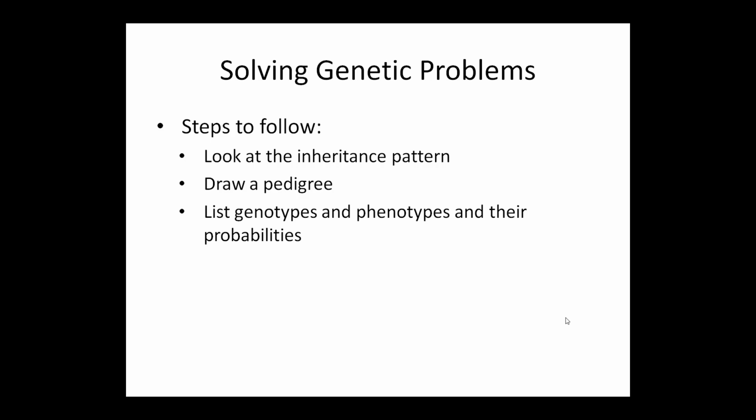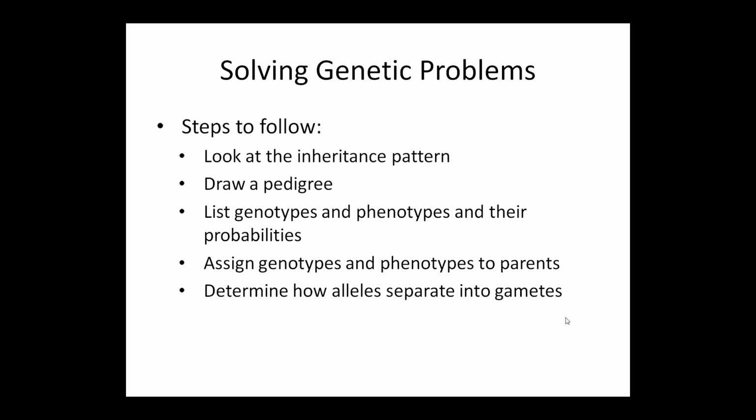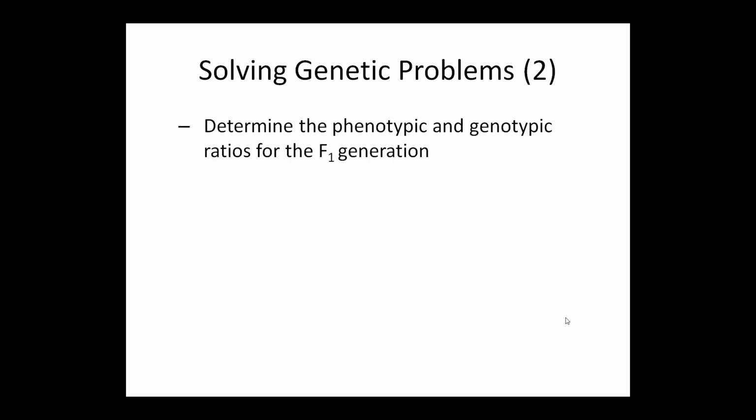So how do we solve genetic problems with X-linked traits? These are some steps to follow. Look at the inheritance pattern, draw a pedigree, list genotypes and phenotypes and their probabilities, assign genotypes and phenotypes to parents, determine how alleles separate into gametes using a Punnett square, unite the gametes in a Punnett square, and that's it.